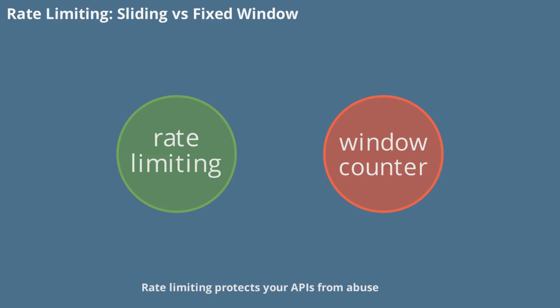Rate limiting protects your APIs from abuse. A fixed window counter allows clients to burst their limit at the boundary of 2 windows, while a sliding window smooths out the limit. Each approach has different memory and implementation trade-offs. Understanding these mechanics helps you choose the right strategy for your system.